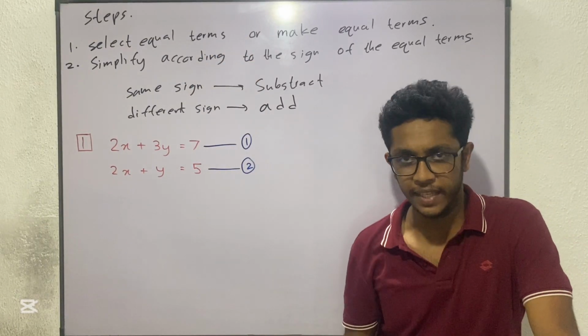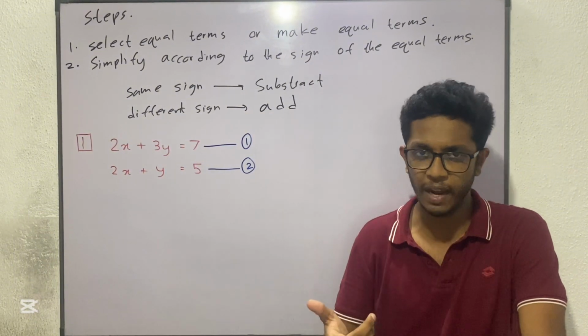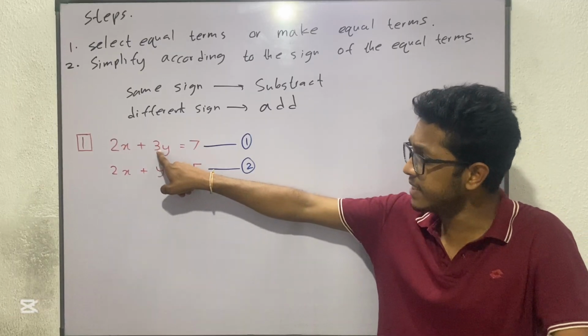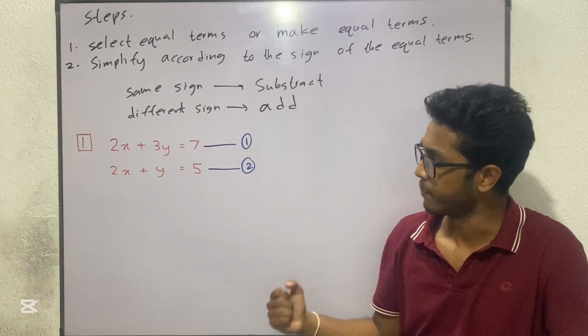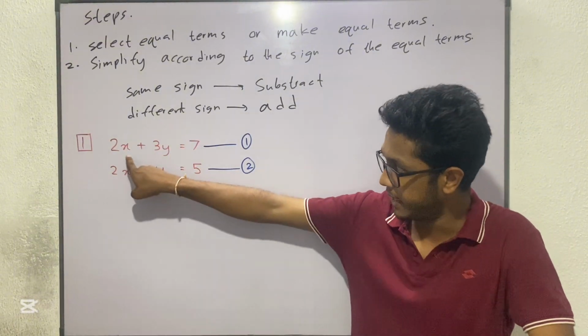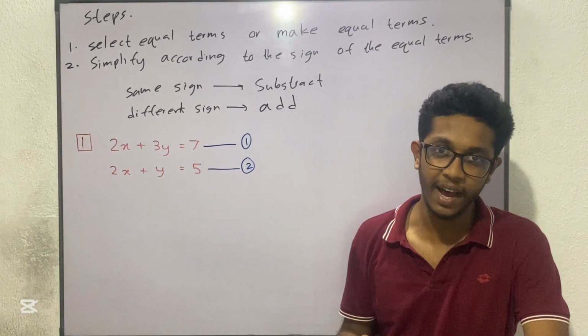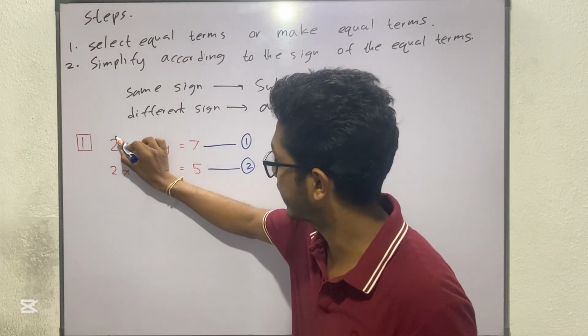Here the first step is select equal terms or make equal terms. First we have to try to select equal terms. If I consider y terms, this is 3y, this is y. So y terms are not equal. But if I consider x terms, here we have 2x, here also 2x. That means x terms are equal. So the first step is done. We have to select equal terms. So I am selecting the x terms.